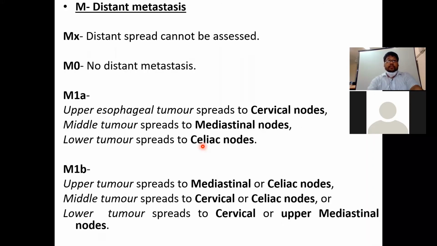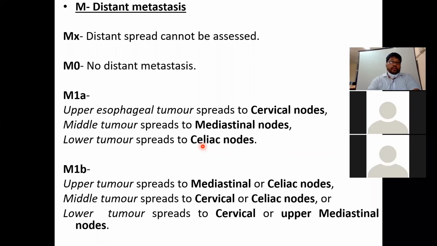And regarding the distant metastasis, that is the M. It can be MX, where spread cannot be assessed. M0 is no distant metastasis, and M1 is when there is distant metastasis. M1 is further divided into M1A and M1B. M1A is when an upper esophageal tumor spreads directly to the cervical node, or a middle tumor spreads to the mediastinal node directly, and a lower tumor spreads to the celiac node. So there is a direct spread to the respective nodes.